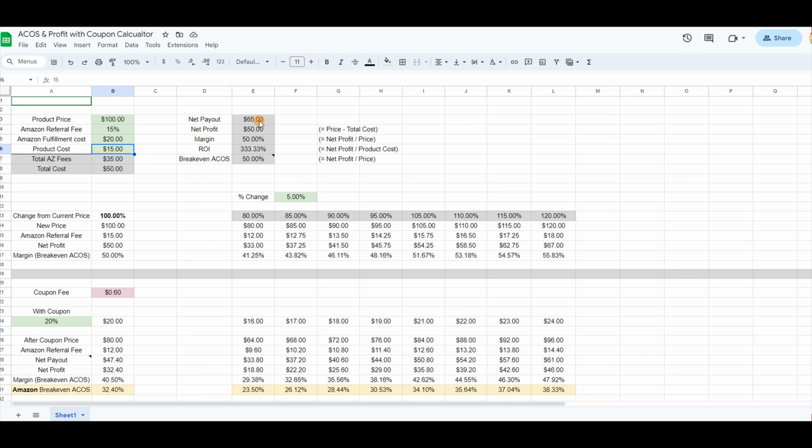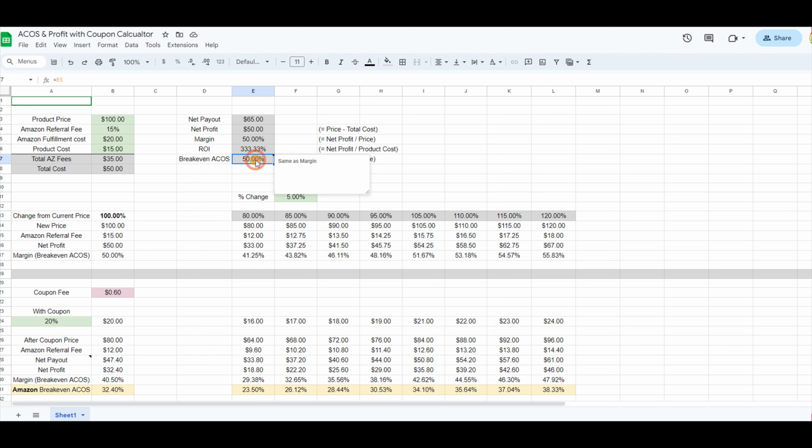And here we have what you will get paid out. The net payout: Amazon pays you out $65 per product. And your net profit is $50 because your product cost was $15, right? So your margin is 50%. Your ROI is 333%, which is your net profit divided by your product cost.